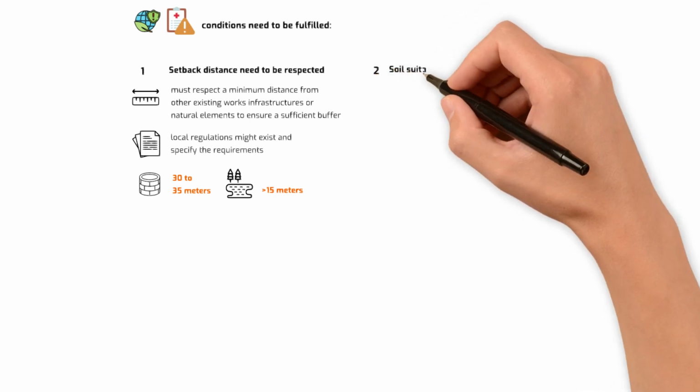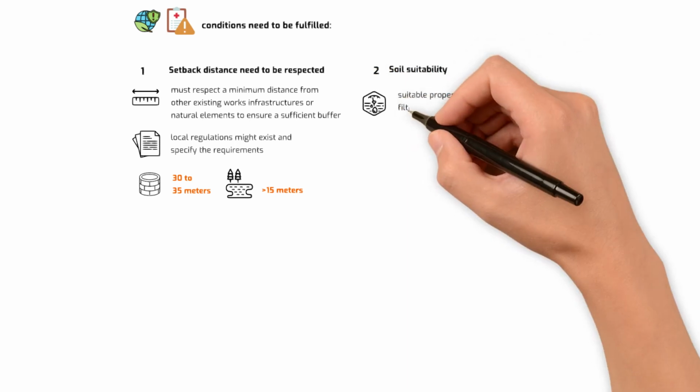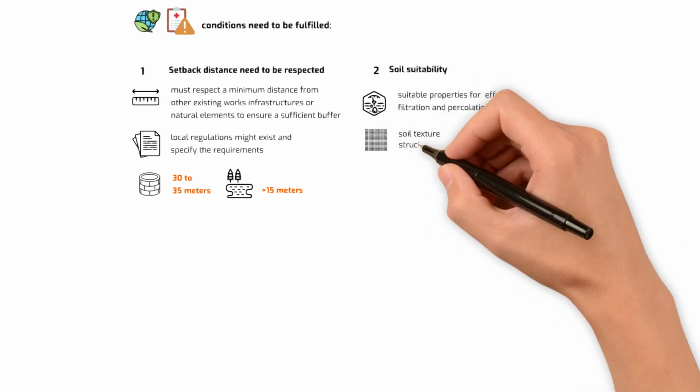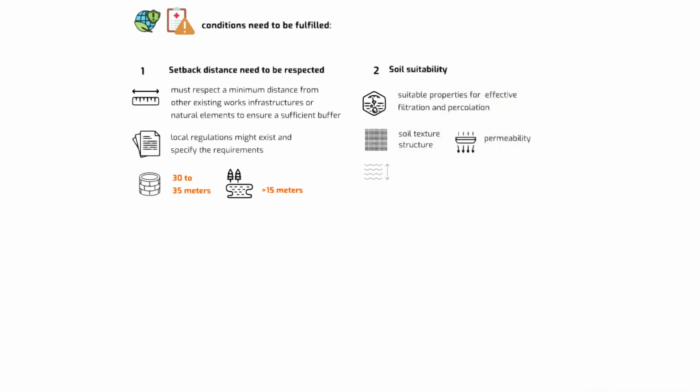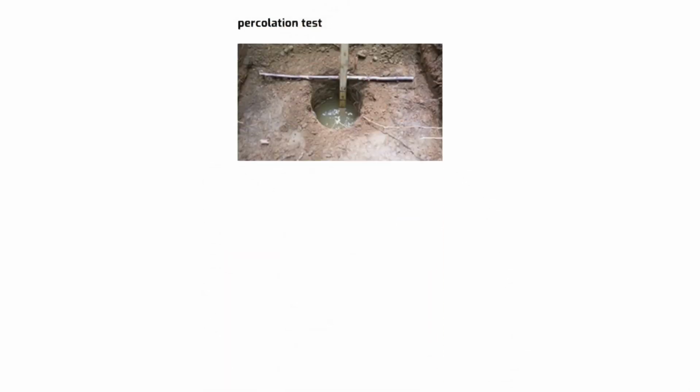Secondly, soil suitability is crucial. The soil where infiltration is planned should have suitable properties for effective filtration and percolation. Properties such as soil texture, structure, permeability, and depth to the water table need to be considered. Soil testing and analysis, such as a percolation test, are commonly conducted to assess soil suitability.